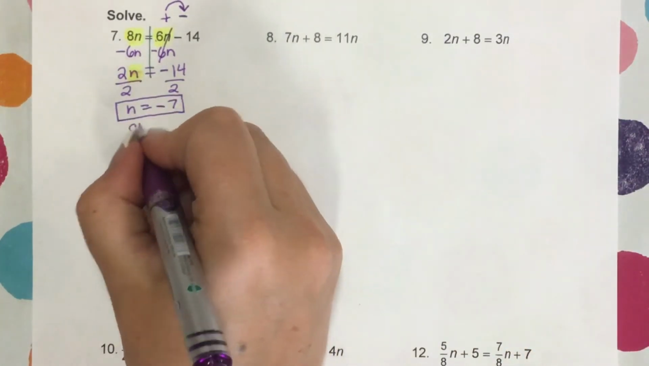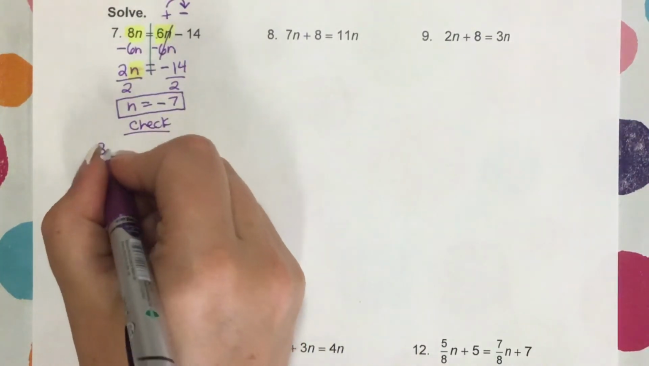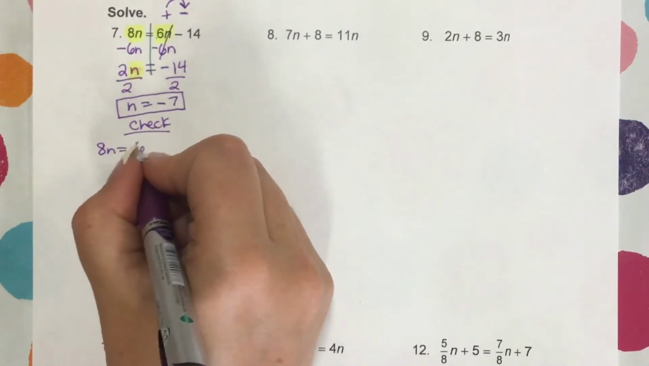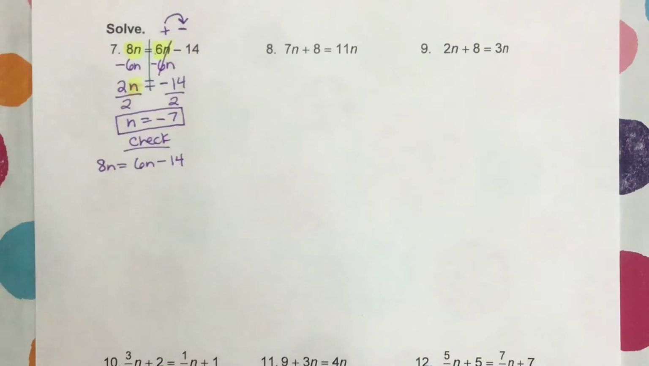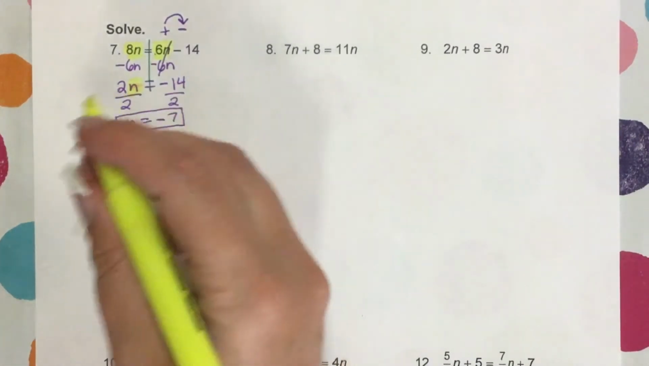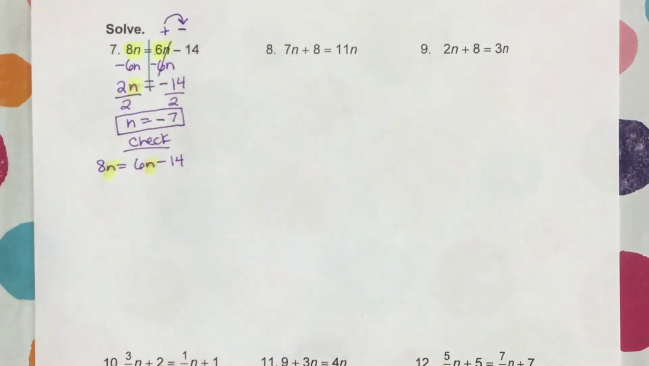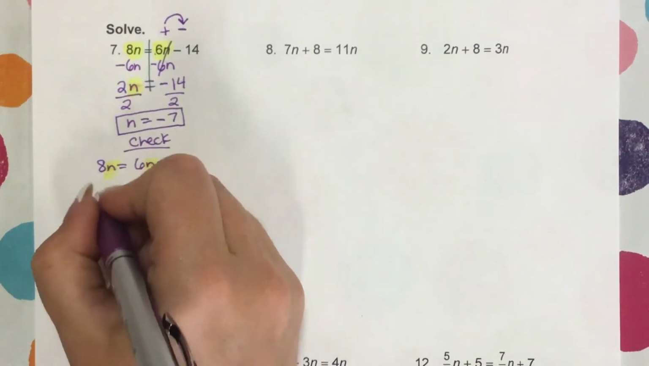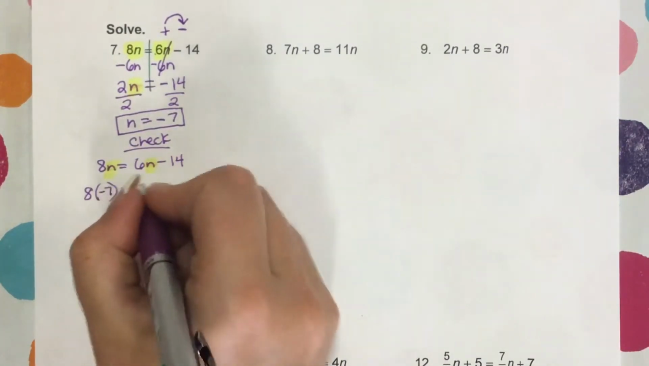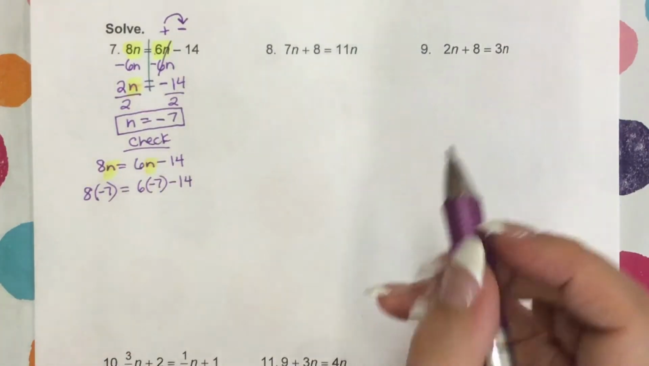Okay, but we're not done. We're going to check our answer, so I want you to write the word check. You're going to go ahead and write that original equation. 8n equals 6n minus 14. Okay, so n is in 2 different locations, so we have to make sure that we substitute that negative 7 into the equation where the n is. And it's a negative, so we have to make sure we use parentheses. So 8 times negative 7 equals 6 times negative 7 minus 14.